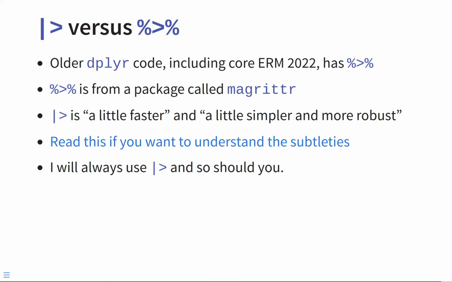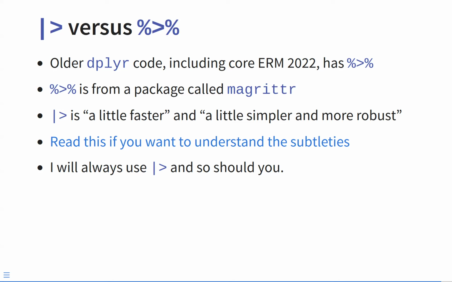If you've seen a lot of R code before, or if you look at large language models, which have seen a lot of R code, you may notice some command that looks similar to the pipe, but has percent signs rather than that vertical bar. So older dplyr code, including the R for Data Science 2022 version, uses this alternative version of the pipe. This comes from a package called magrittr, and if you like puns and you want to see a funny pun, go check out the magrittr package.